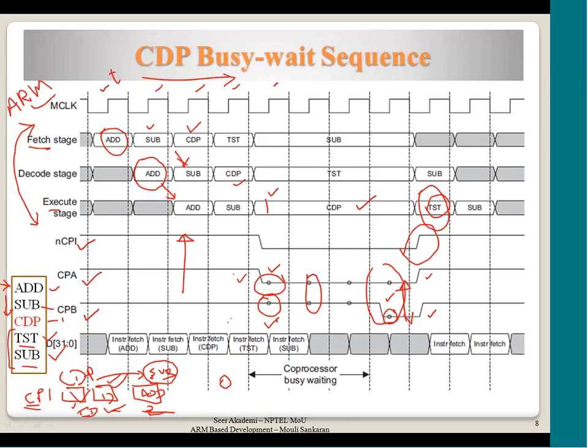If you remember, it is connected to AND gate inputs. All the coprocessors are driving this input, and then the final AND output of these signals goes to the ARM core. So that's how the interpretation is happening. This is how the handshake happens. For every instruction, it may be accepted immediately by the coprocessor, or ARM has to wait. That is what is called the busy wait sequence. Okay, I hope this is clear to you.